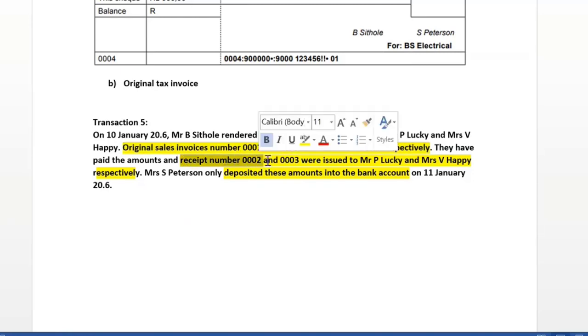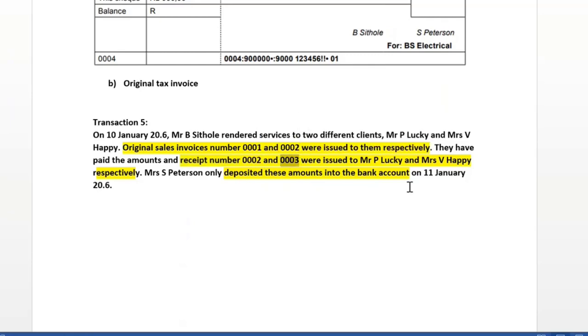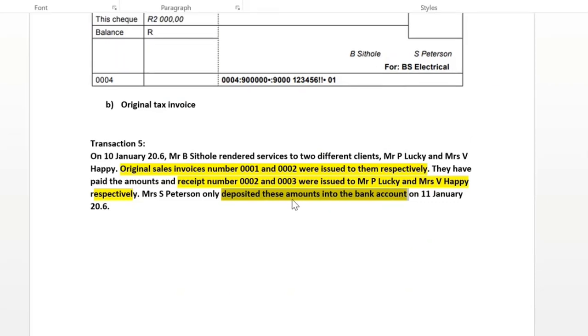Receipt number 0002 and receipt 0003 were issued to Mr. P. Lucky and Mrs. V. Happy by BS Electrical. The money that was received from this sale was deposited into the business bank account.